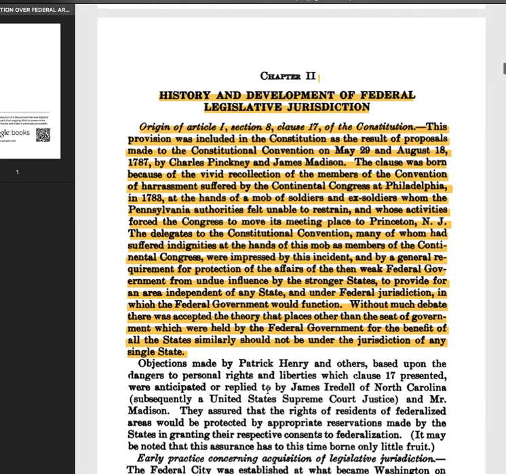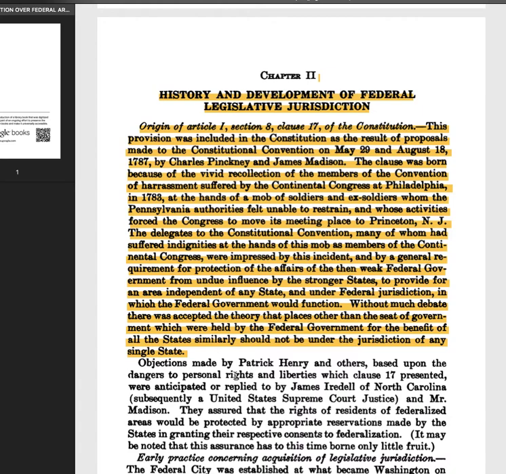Okay. Objections made by Patrick Henry and others based upon the dangers of personal rights and liberties which Clause 17 presented were anticipated or replied to by James Iredell of North Carolina, subsequently a United States Supreme Court Justice, and Mr. Madison. They assured that the rights of residents of federalized areas, okay, because they were concerned. See, what they said in Federalist 43, paragraph 2, is that they were concerned that the people in the state, in the federal areas in the state, would not allow the federal government to take it over. So the federal government wanted to make sure that it covered all its bases.